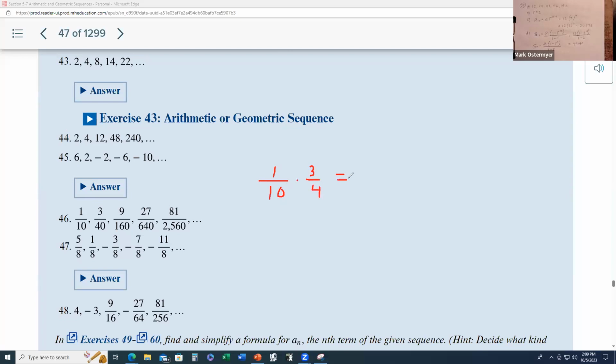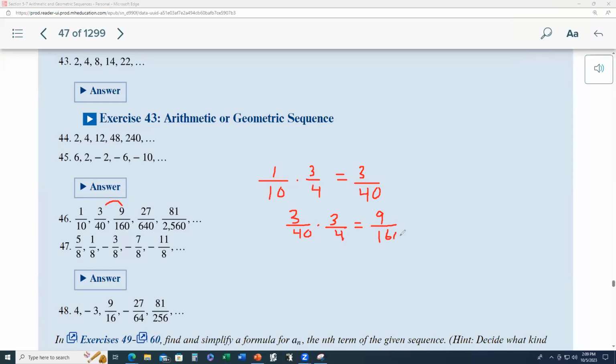That gives you 3/40. Well, okay, if you're calling 3/4 your common ratio, then you had better be able to multiply 3/40 by 3/4 to build it up to 9/160. Is that true? If I take 3/40 and multiply it by 3/4, do I get 9/160? Oh, wait a minute, it's looking pretty good, isn't it? Oh, yeah. Now, if I take 9/160 and multiply it by 3/4, do I get 27/640? It's looking pretty darn good.